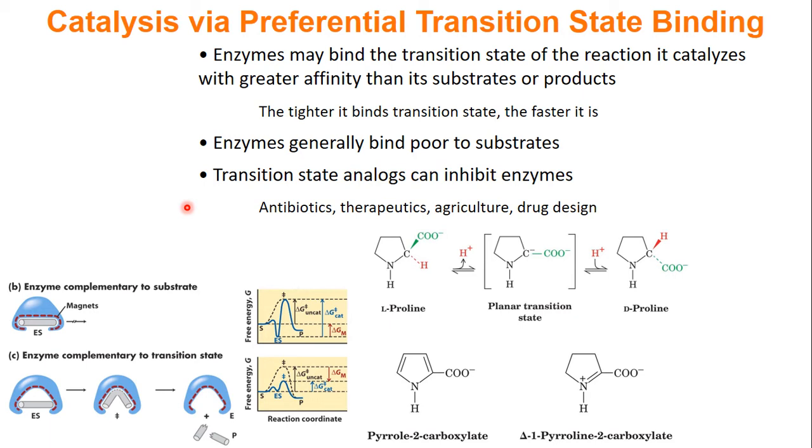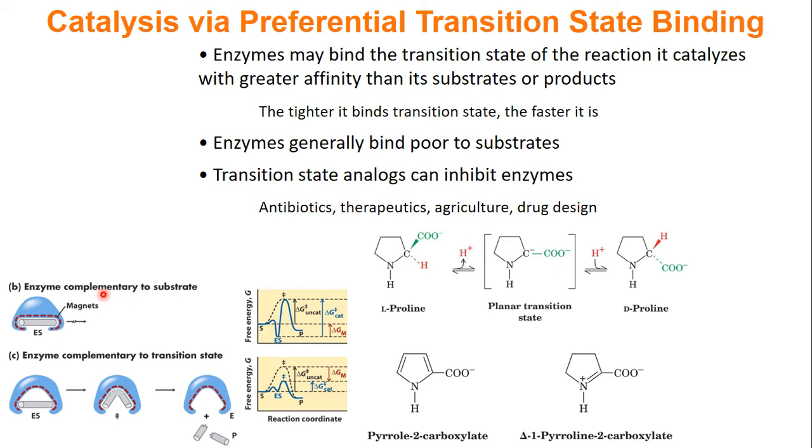The way that catalysts, or enzymes, generally work is that enzymes really want to bind the transition state of the reaction with greater affinity than either the substrates or the products. The idea is the tighter they bind the transition state, the faster the enzyme is. We can understand this using an example. Let's say we have a blue enzyme, and all along this enzyme are magnets, and our reaction is that we're taking a straight metal rod and trying to break it.